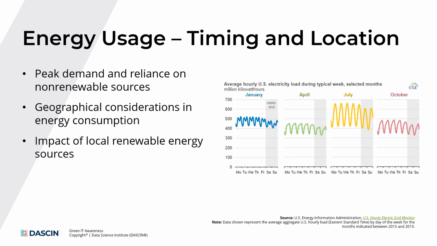The timing and location of energy consumption play a crucial role in determining its environmental impact. During peak demand hours, when electricity usage is at its highest, energy grids often turn to non-renewable sources such as coal and natural gas to meet the increased load. This leads to a spike in carbon emissions and environmental strain.